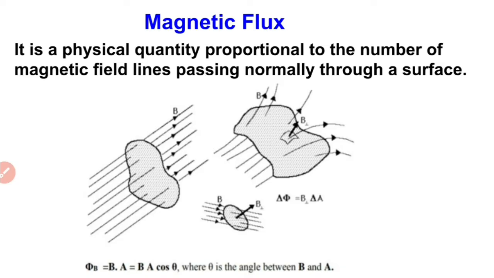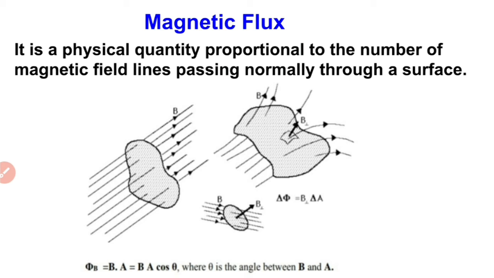Now coming to the next topic, that is magnetic flux. In the same way as we defined electric flux, here we can define magnetic flux. So magnetic flux is a physical quantity which is proportional to the number of magnetic field lines passing normally through a surface. Same way.